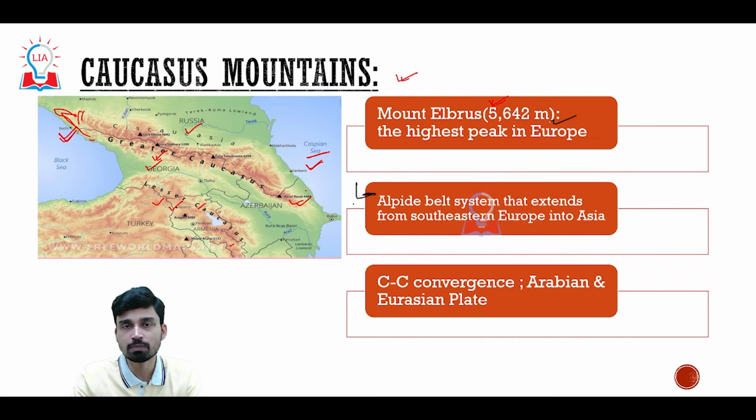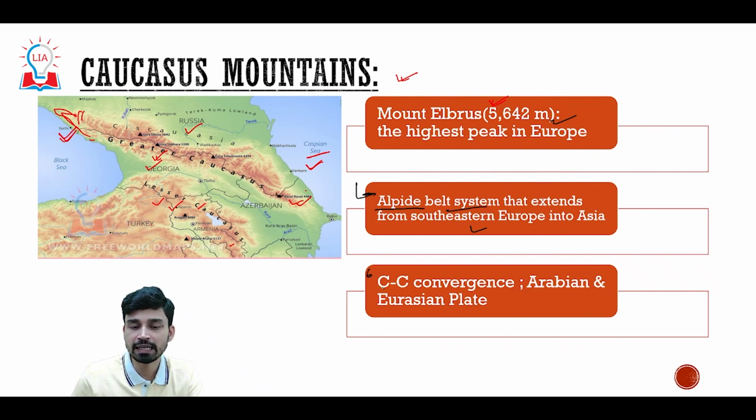Geologically, the Caucasus mountain is also believed to be part of the Alpide belt system. As we discussed before, the Alpide belt system is a system of mountain ranges extending for a length of almost 15,000 kilometers from the Arakan Yoma range of mountains in Myanmar, going all the way up to the Himalayas, then moving to Central Asia, Turkey, Europe, and up to the France and Germany region. That is the Alpide belt system. So it is a part of the Alpide belt system.